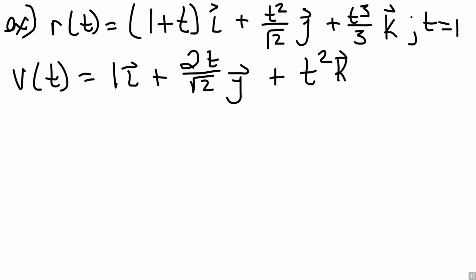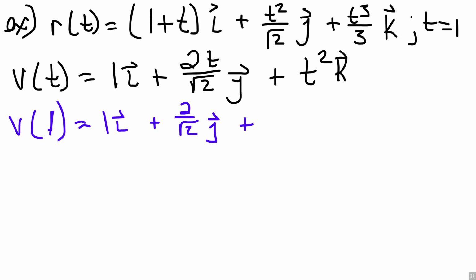Okay. All right. So now let's go ahead and find the velocity at t equals 1. So our velocity at t equals 1 is just going to be 1 in the i direction plus 2 over the square root of 2 in the j direction plus 1 in the k direction. We can put the 1 or you don't have to put the 1. It doesn't really matter. Any questions?